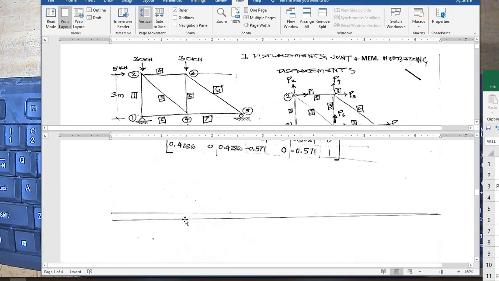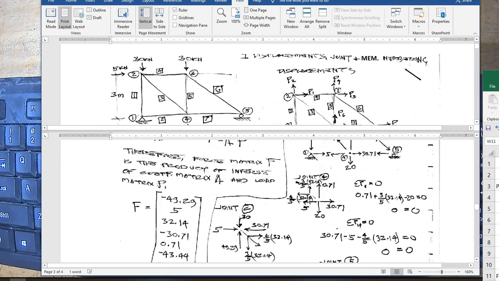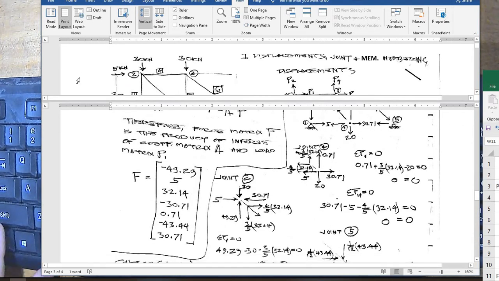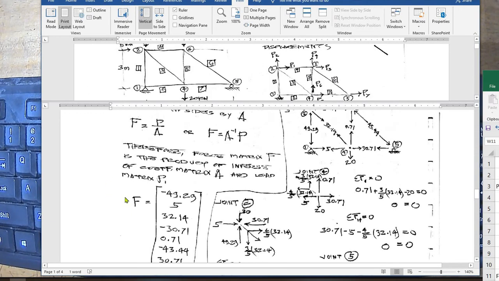Notice that member 1 corresponds to F1, which is negative 49.29. I placed 49.29 there, and then I placed an arrow. That arrow has significance. Next, member 2 is 5. Okay? I placed an arrow there too.